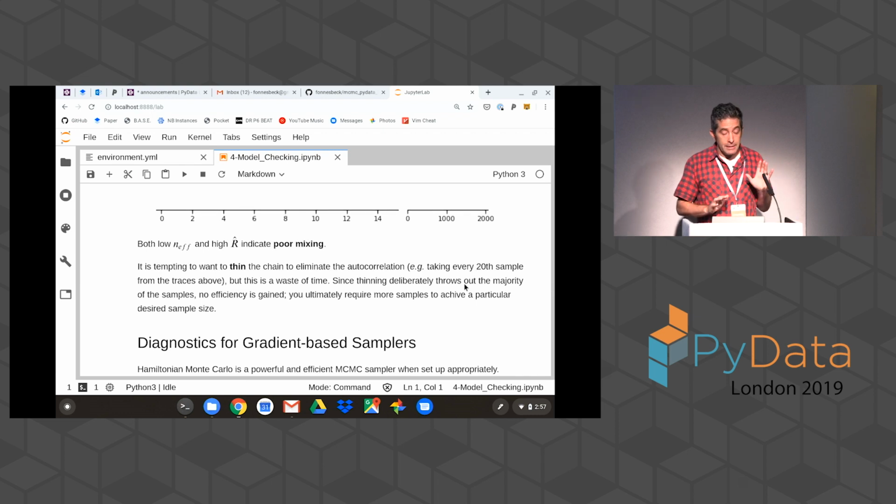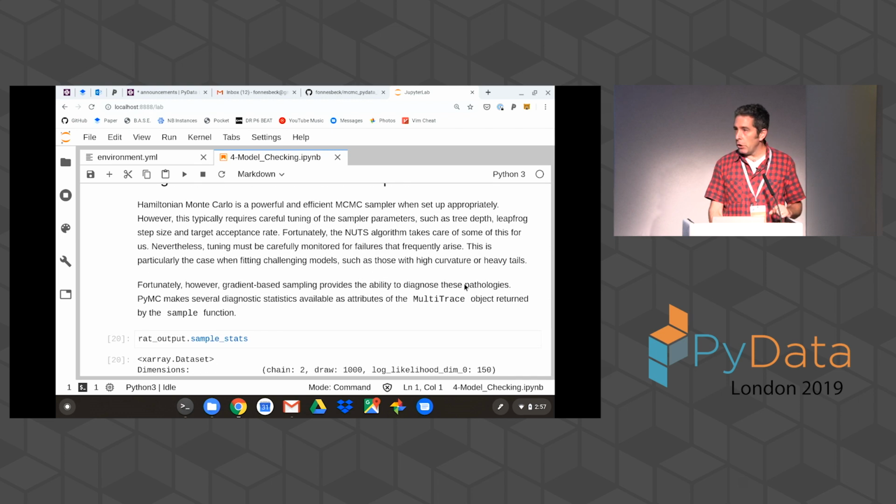I've only got a couple minutes left. The only section that I haven't been able to get to is the gradient-based sampler diagnostics. I'll just let you do that on your own. It's just a different set of diagnostics that uses a little bit more information because we had gradient information. So you can actually do a better job of diagnosing gradient-based sampling than just Metropolis Hastings.